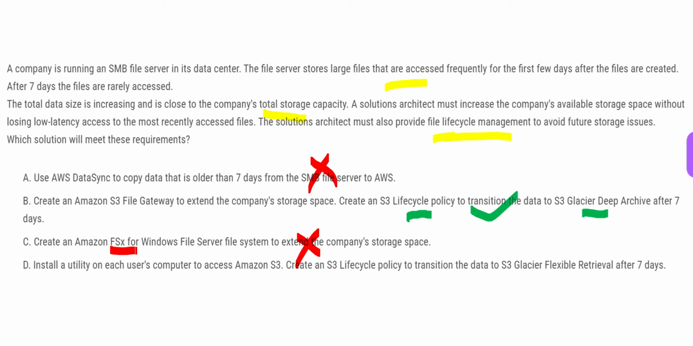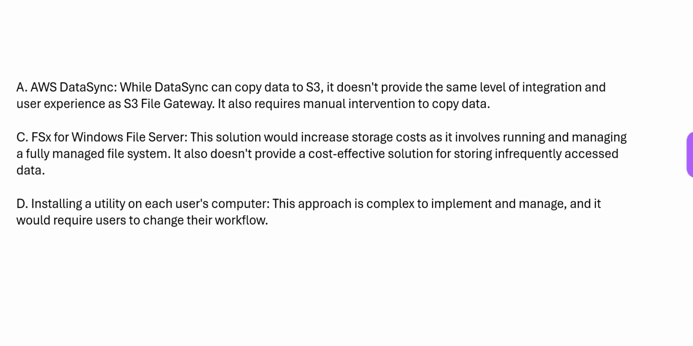C is wrong because FSx for Windows, it's for Linux actually, I don't know. See, DataSync can copy data to S3, but it will not provide the same level of integration as a file gateway. It requires manual intervention to copy the data. For FSx for Windows, the solution would increase storage cost as it involves a fully managed file system. So it is not cost effective for storing infrequently accessed data. This data you are not going to access like hot zone data. So why do you want to spend so much money?